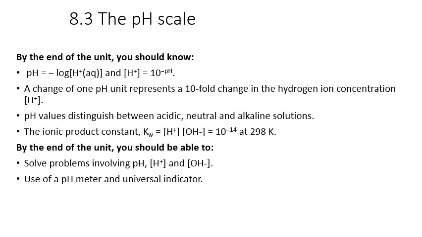So welcome to the next unit of acids and bases, the pH scale. By the end of the unit, you should have a knowledge of how to calculate pH for strong acids, and a change in one pH unit represents a tenfold change in the hydrogen ion concentration, H+ or proton, and you can actually use pH values to distinguish between acidic, neutral, and alkaline solutions.